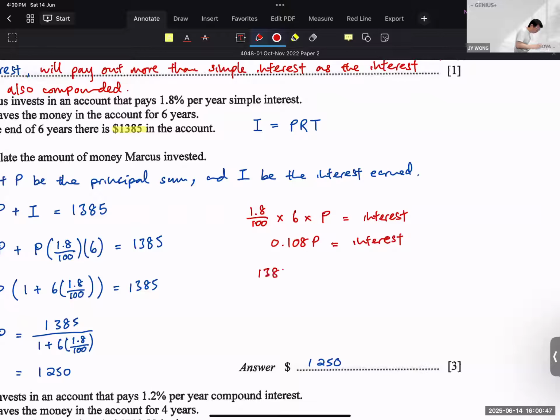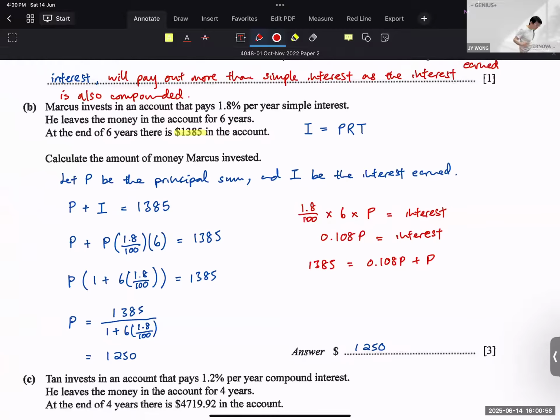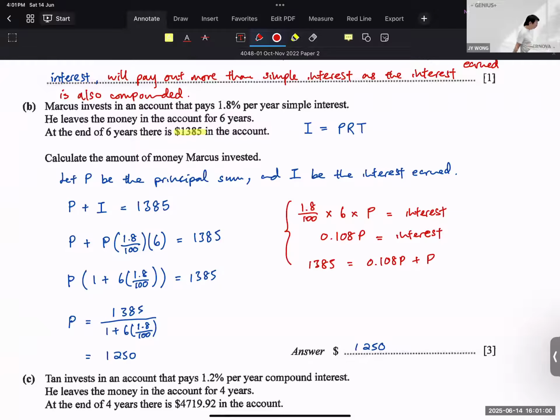Then your 1385 is equal to your 0.108p plus your original p, right? So you realize that actually it's the same idea. It's just that you go and calculate it in a more manual manner. But you have to know how to find interest. And you do it algebraically by letting P be your principal sum and finding it in terms of algebra.